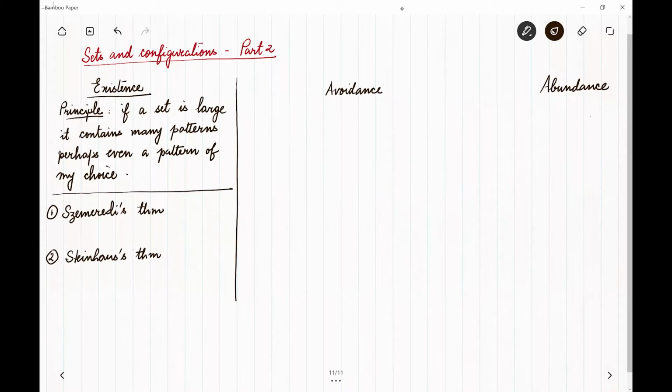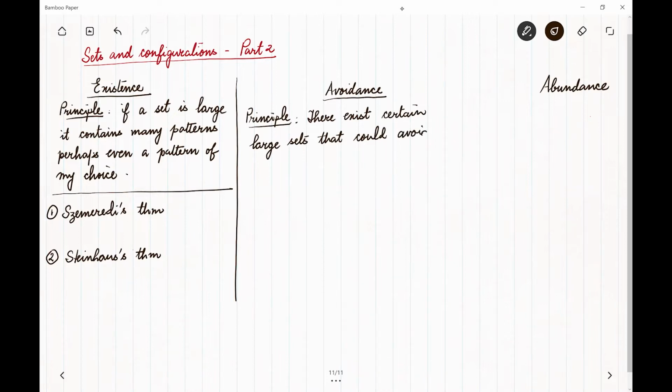Okay. Now, what about avoidance? So avoidance is based on the principle that there can be large sets avoiding certain patterns. So there exist certain large sets, we are not saying all of them, that could avoid one or even many patterns. Okay, and I'll give you some examples in a moment.